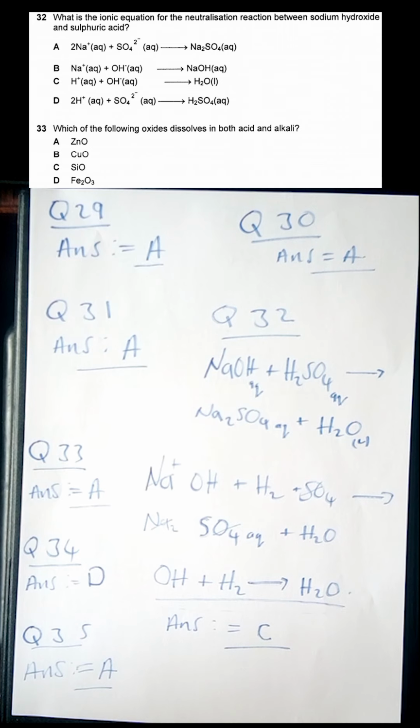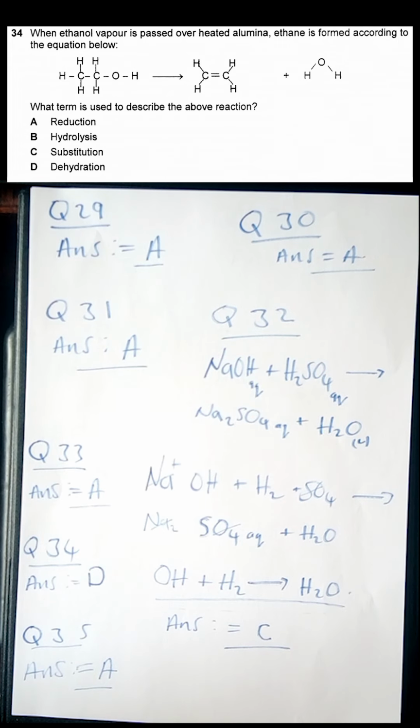Question number 34. When ethanol vapor is passed over heated aluminum, ethene is formed according to the equation. What term is used to describe the above equation? The above equation is dehydration. You are breaking down alcohol and you are removing water from it, so it's dehydration.